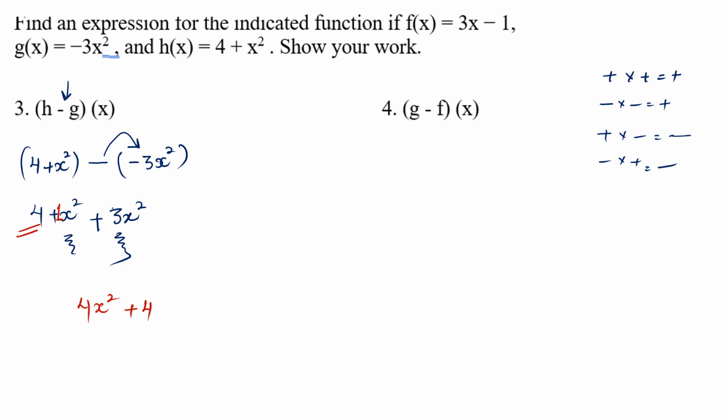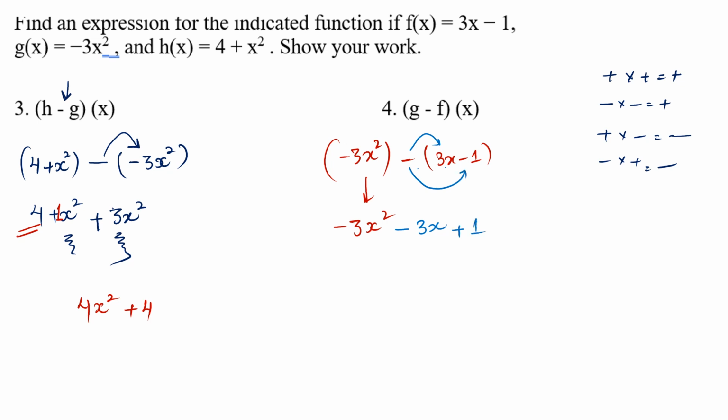Next question, g minus f. So g is negative 3x squared, then put the minus, and f is 3x minus 1. Now write the g as it is because there is no sign before the bracket, but the next bracket will be opened by a negative sign. So negative times positive gives me negative 3x, and minus times minus gives me plus 1.